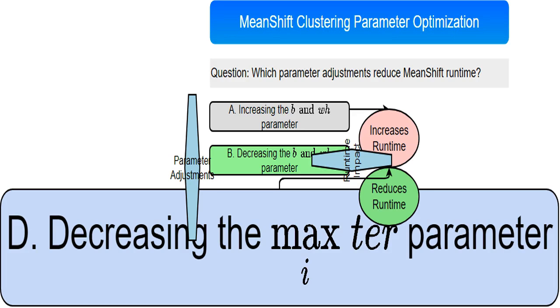Max_iter simply limits the number of iterations. Reducing it means the algorithm stops sooner, less work, faster completion, but possibly a less precise result. A trade-off between speed and accuracy.